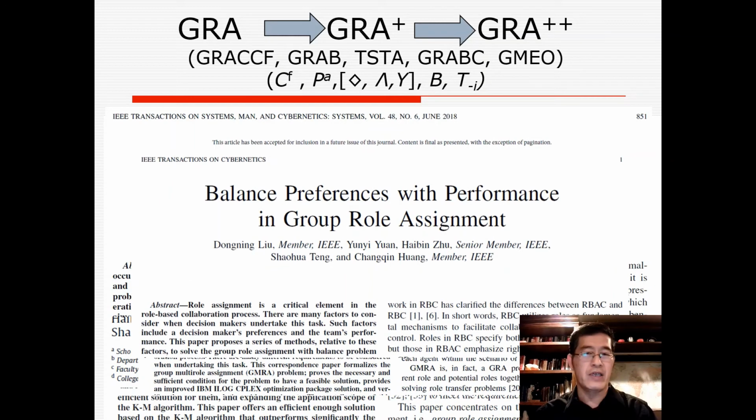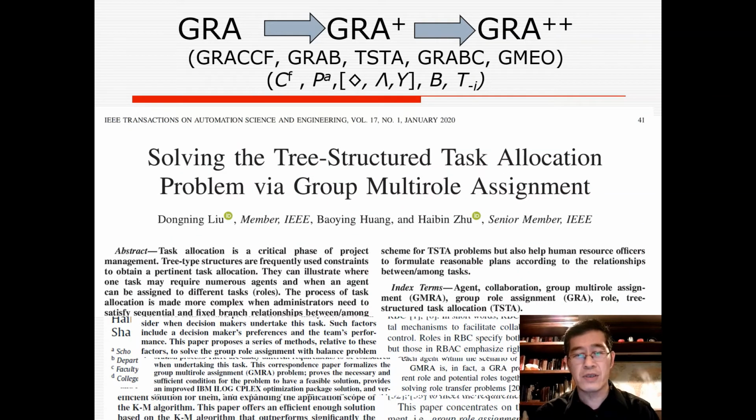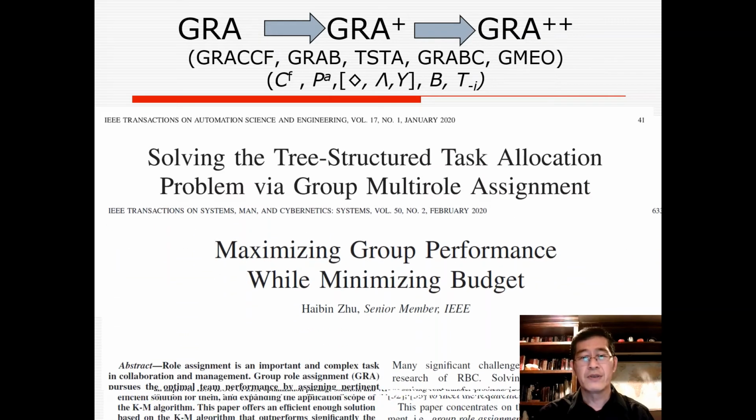Also, we can use GRE, the group role assignment, to balance the preferences of the manager. Remember, RBC has a manager. The manager may have different preferences for agents. We can balance that preference with maximizing the group role assignment. So this is another one. I present this to provide a set of tools that all the people involved in social simulation can use. This maximizes group performance with minimized budgets.